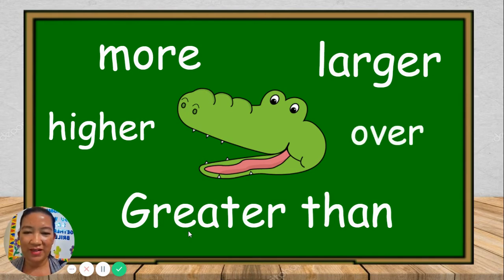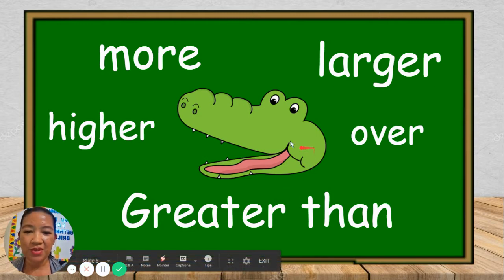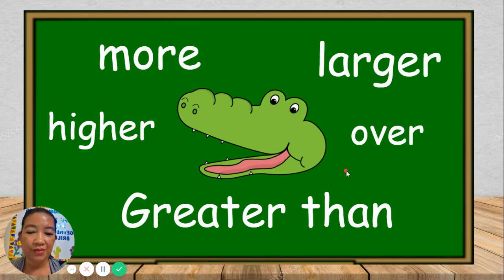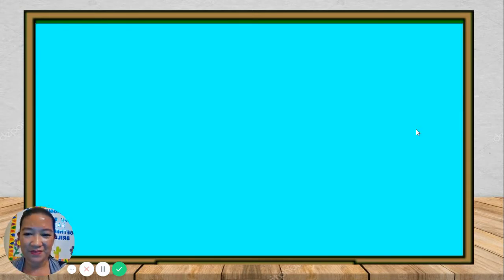And of course, there's one more. Over. Again, over. Yes. So these words will help you recognize that a given number is more than, or higher than, or larger than. If not, we can also use over than the other number. All right? So let's get started.